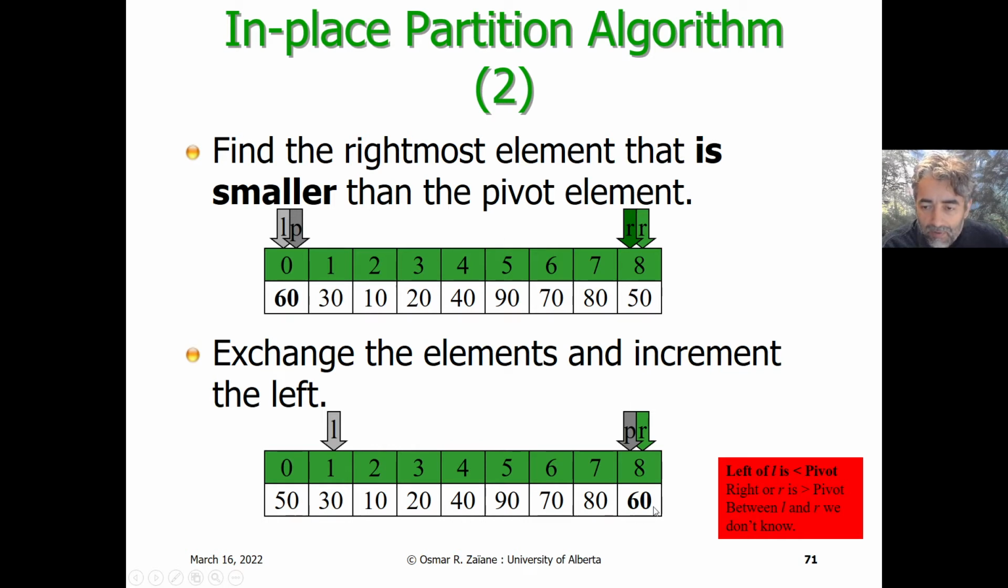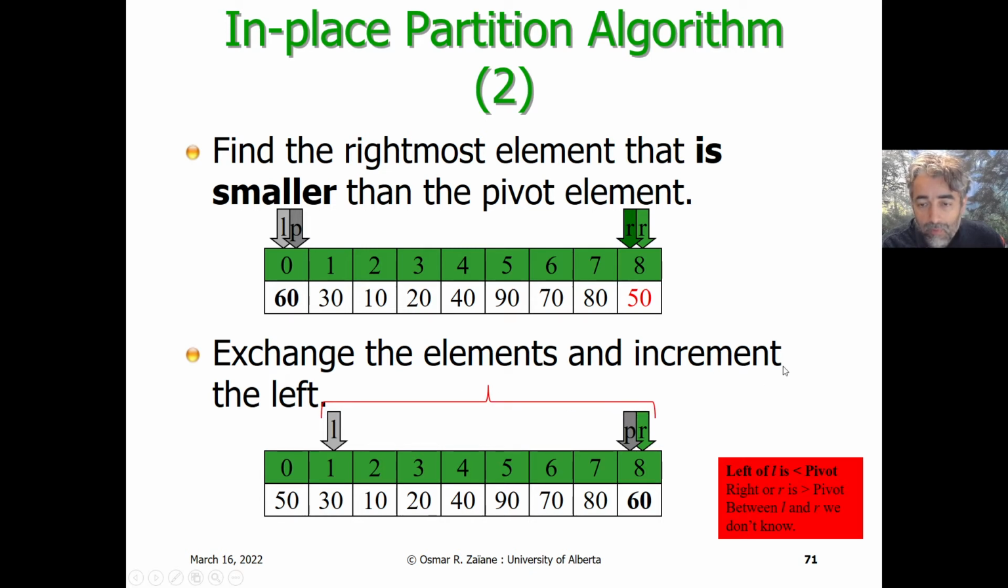And you can see now the pivot is here, indicated by P, and the 50 has been moved here, and my L moves forward. Okay, so now left of L is smaller than the pivot. Yes. Is there anybody right of R? No, I haven't seen anything yet. Okay, now what do I do? I still have to explore this part.